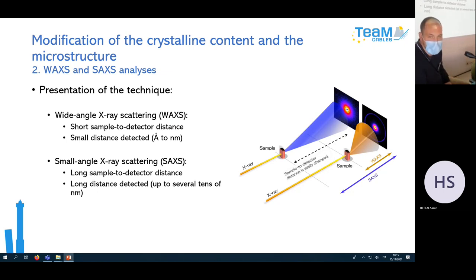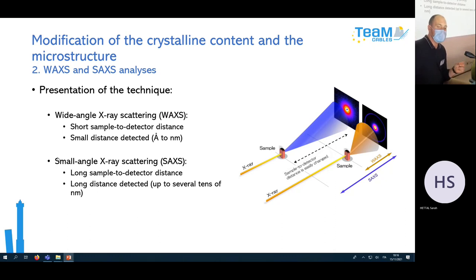So the technique I'm going to show you is based on X-ray diffraction. X-ray diffraction can be made with two setups. The first one is called wide-angle X-ray scattering, WAX. It's basically when the sample is very close to the detector, and you have an incident X-ray beam which irradiates the sample, and the sample will diffract this incident beam. This is the setup here on the right. This setup will allow us to probe small distances inside the material. And when I'm talking about small distances, I'm talking about the unit cell dimension of the lamella inside the material.